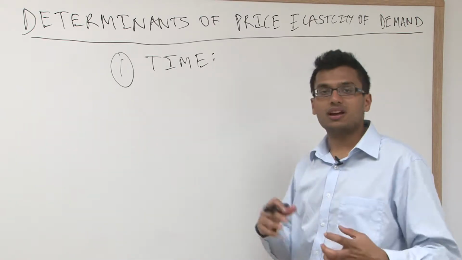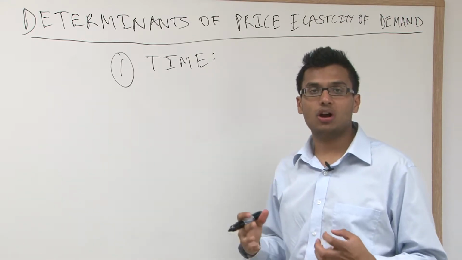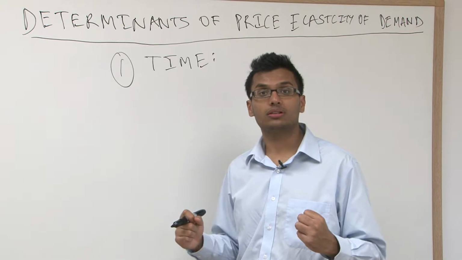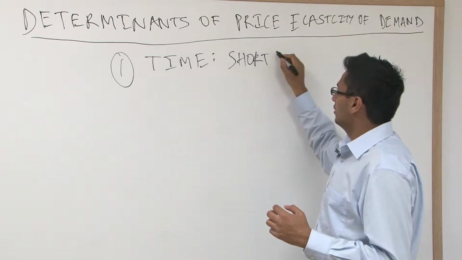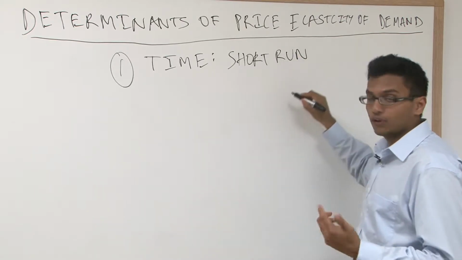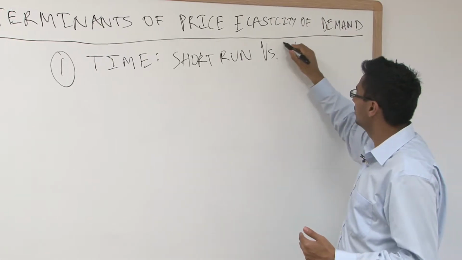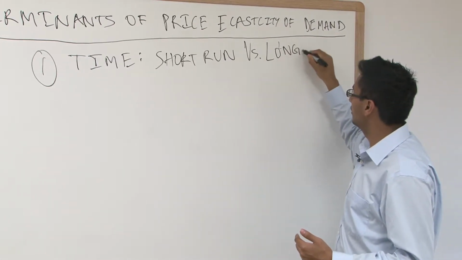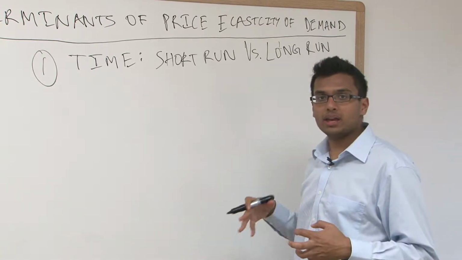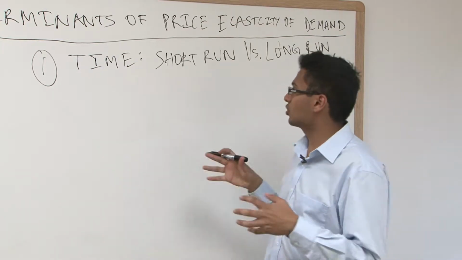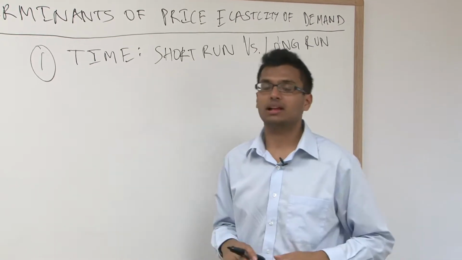The reason why we discuss time is that the price elasticity of demand really varies based on whether you are talking about the short run or the long run. So it's always a question of short run versus long run. Now, why is elasticity different between short run and long run? I believe I hit this a little bit in the last lesson.